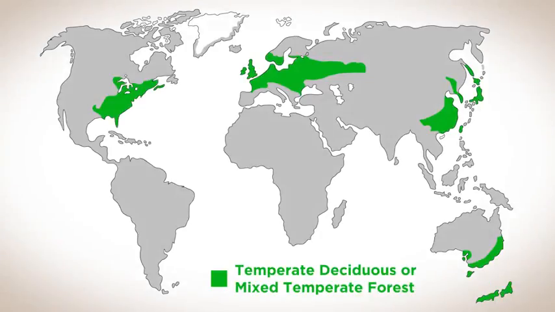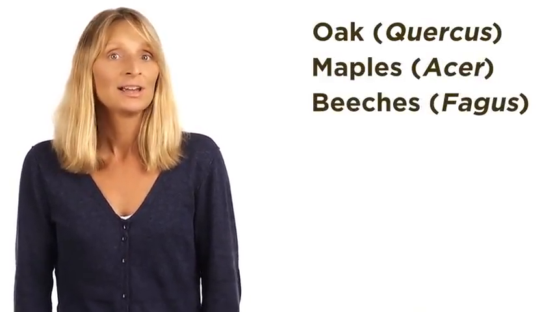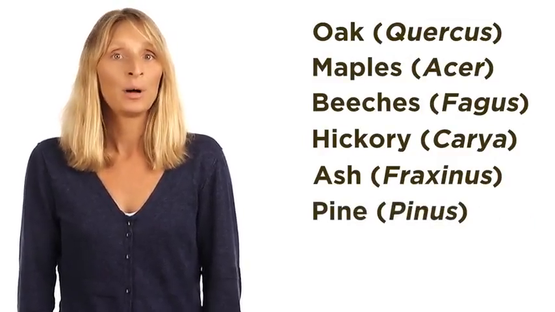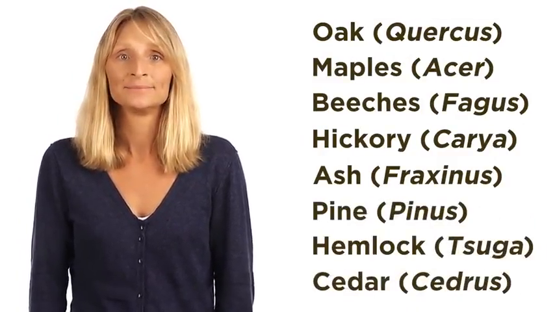As you can see on the map, this forest type dominates much of Europe, the eastern United States, and eastern China. The deciduous broadleaf trees are commonly species of oaks, maples, beeches, hickories, and ashes, and they're interspersed with evergreen conifers of pine, hemlock, and cedar.